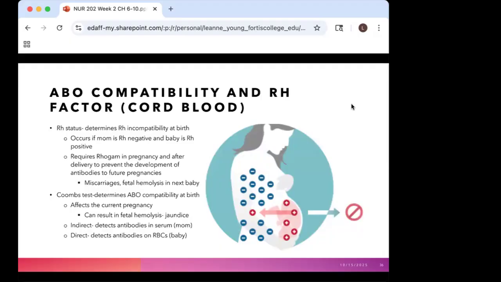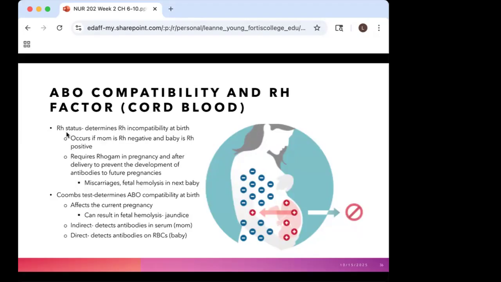So mom's body is developing those antibodies against the baby, which can lead to increased chance of miscarriages and other complications during the pregnancy. It requires RhoGAM in pregnancy and after delivery to prevent the development of antibodies in future pregnancies, which is those miscarriages and the fetal hemolysis in the next baby.